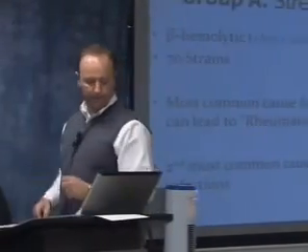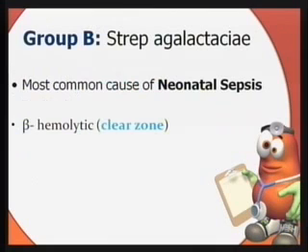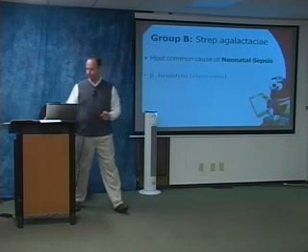So. Group A, Strep pyogenes, beta hemolysis, clear zone. There's 70 strains. And folks, this is the one most commonly causing throat infection, which can lead to rheumatic fever. And what was that valve again that's affected? First one? Mitral, followed by? Aortic. Very good. Second most common cause of skin infection. So again, rheumatic fever. Now, group B, Strep agalactiae, most common cause of neonatal sepsis. Neonatal sepsis. Beta hemolysis, clear zone.